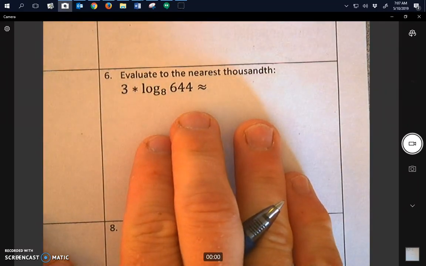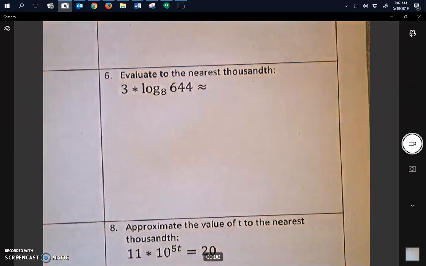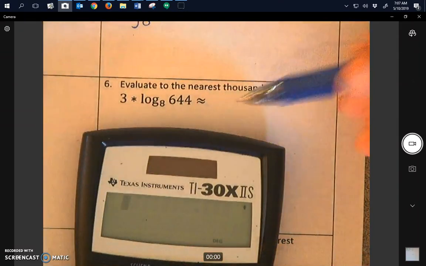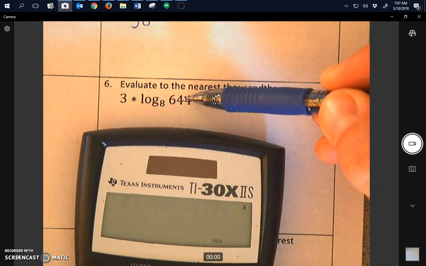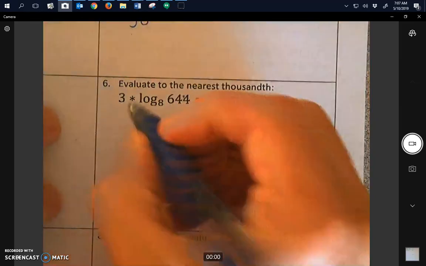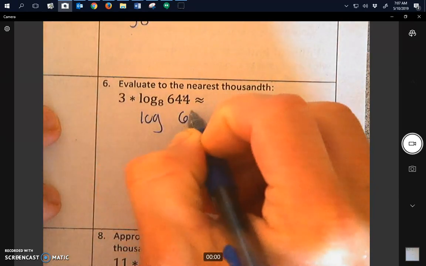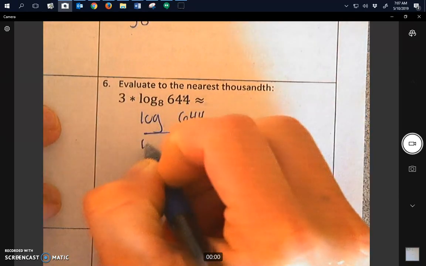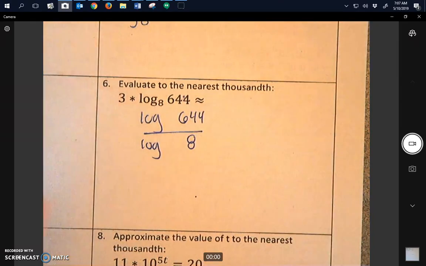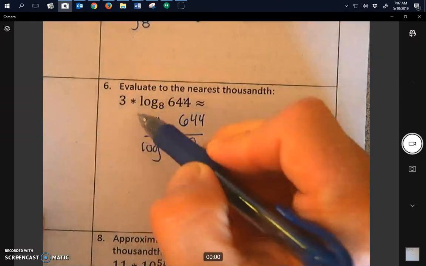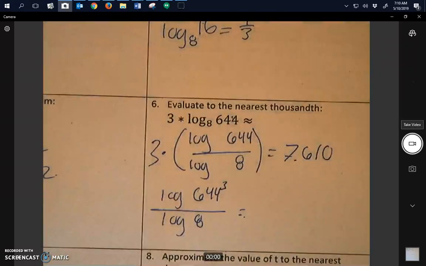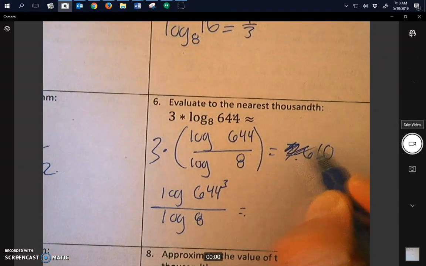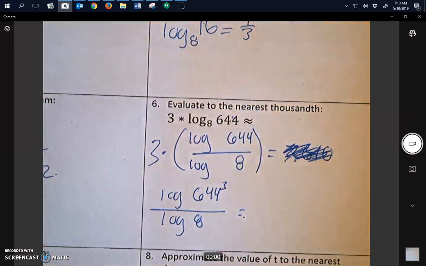Evaluate to the nearest thousandth. So we can do one of 2 options here. I'm going to do the way it reads directly and not using any property rules. Well, I guess I'm using change of base here. So I'm going to do log of 644 with base 10, over log of 8, also base 10. And I'm going to multiply all this by 3. So I went forward and miscalculated in my calculator. So I'm going to have to come back.